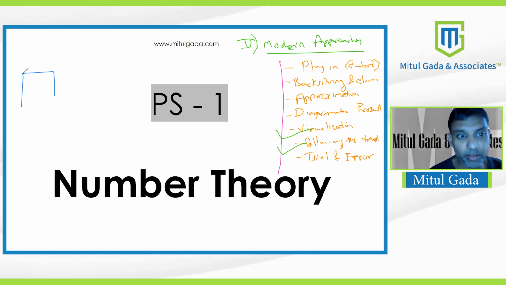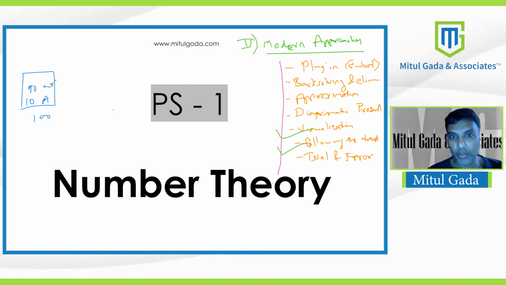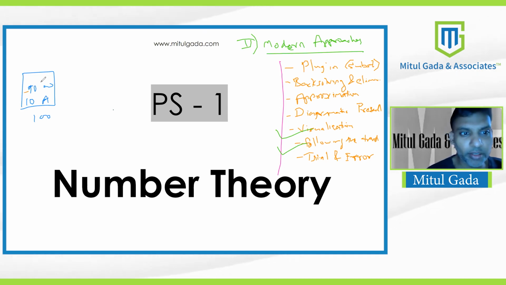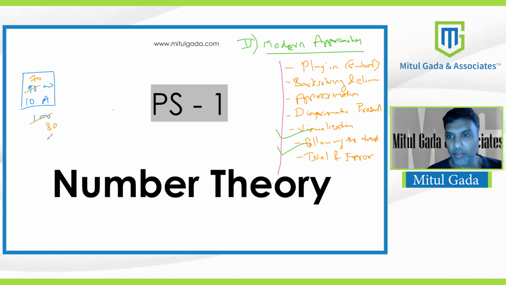Okay, 20 ml of water evaporates. Okay, the total also decreases by that. What is this? Diagrammatic presentation.